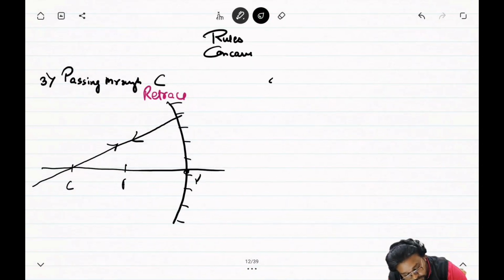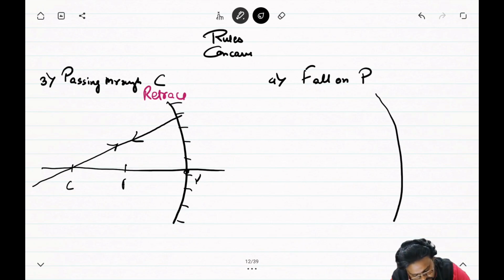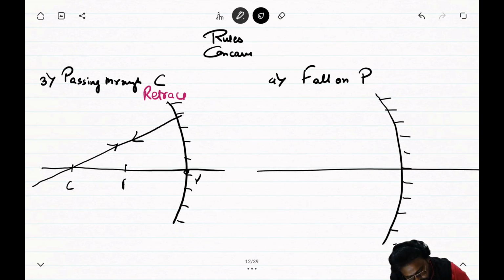Okay. Now the fourth rule, if a light ray is falling on the pole, then we have to follow angle of incidence equals angle of reflection.